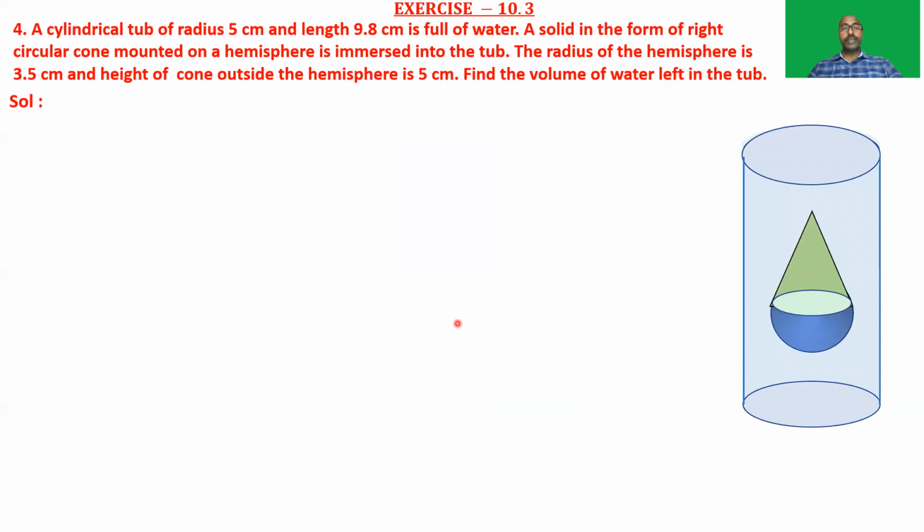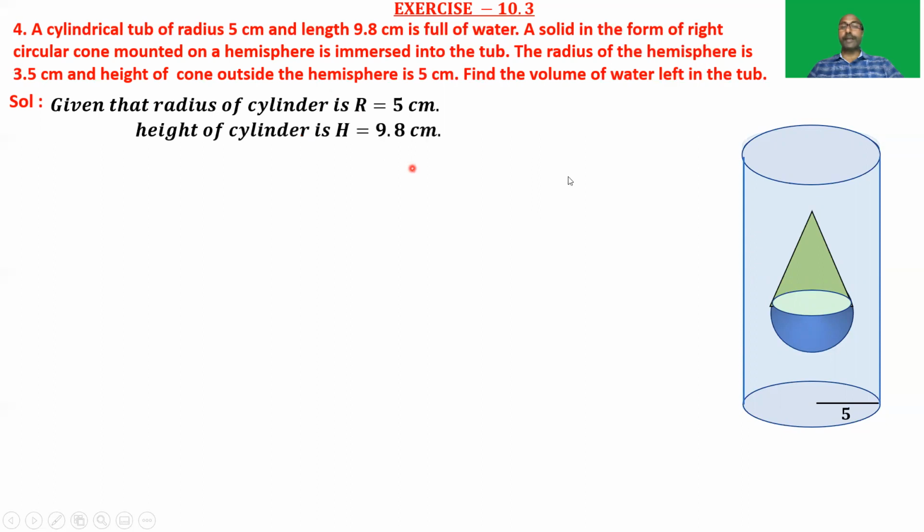Okay, so it is given that the radius of the cylinder is capital R, as there are two radii which are different. So we have taken the radius here as capital R. So the radius of the cylinder, capital R, is equal to 5 centimeter, which is given in the problem. And also the height of the cylinder is given as 9.8 centimeters. So we are taking the height of the cylinder as capital H, which is equal to 9.8 centimeter.